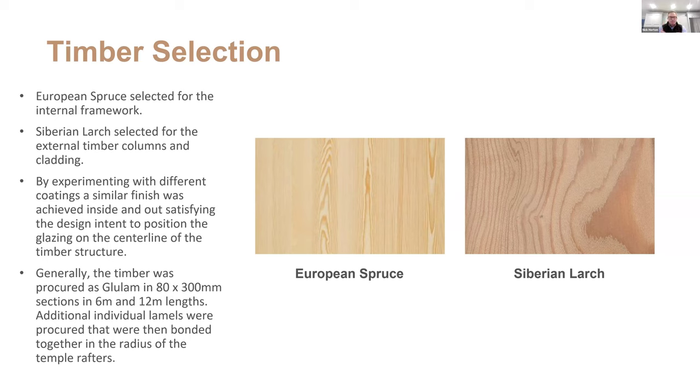And the other thing that we did, just to maintain the quality through the project at that point in time, it's the first time we've done it really. We bought the member sections from Schiller's in the 80 by 300. We also purchased the individual lamellas made in exactly the same processing plant, and they were supplied to us loose so that we could actually bond those lamellas together in formed presses to create the curved temple rafters.